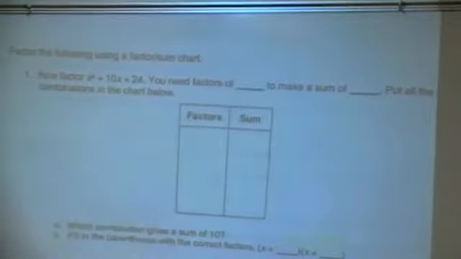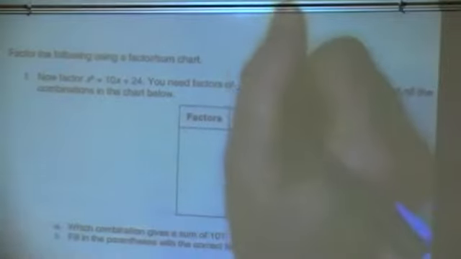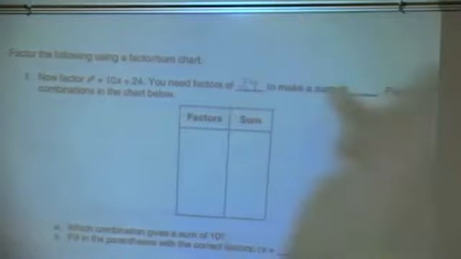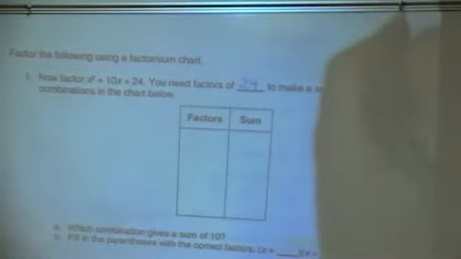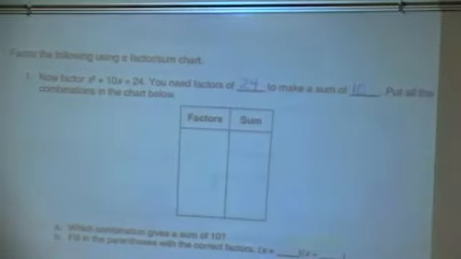Alright, so let's work one. I've got a factor sum chart created for us. You need factors of the constant to make a sum of what we call the linear term, the one that has just one x on it. So in this case, I need factors of 24 that make a sum of 10.